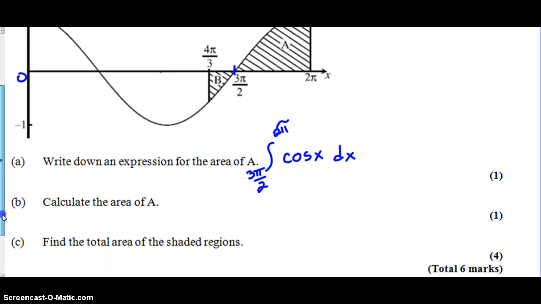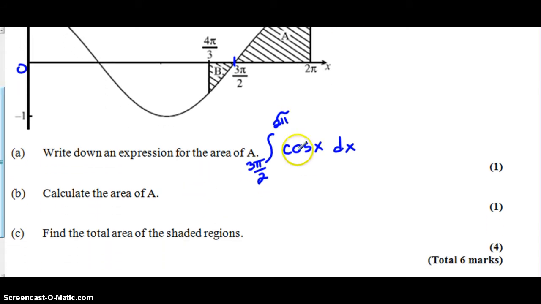Part B asks you guys to solve it. So I am actually going to take the antiderivative. So the antiderivative of cosine is negative sine, or excuse me, positive sine. There we go. Because the derivative of sine is cosine. So the antiderivative of cosine is sine. And I'm going to evaluate between, again, 3 pi divided by 2 and 2 pi.